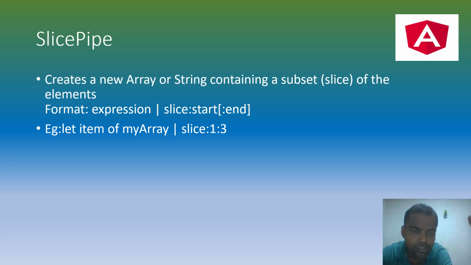Now we are going to learn about another important pipe, the slice pipe. Using that, we can create a subset of an array or string. Here you can see start to end. That means it always counts the first element as 0, then 1, 2, like that. Here you can see an example: let item of my array. In that case, slice 1 to 3 means we don't display the zeroth element and we display only the 1 to 3 elements.